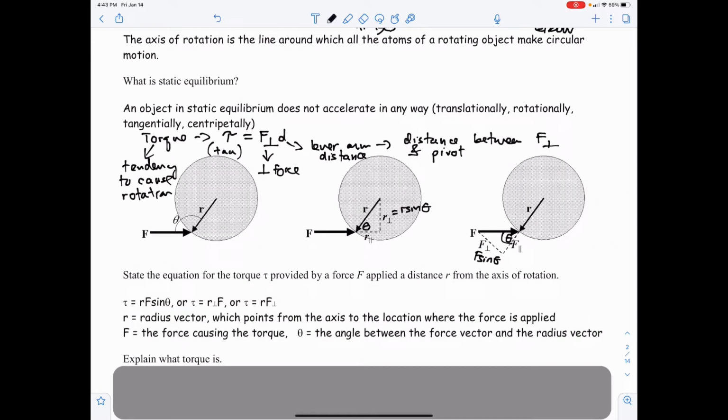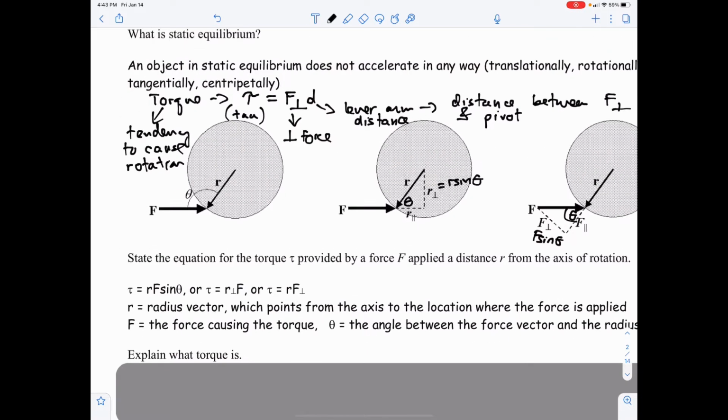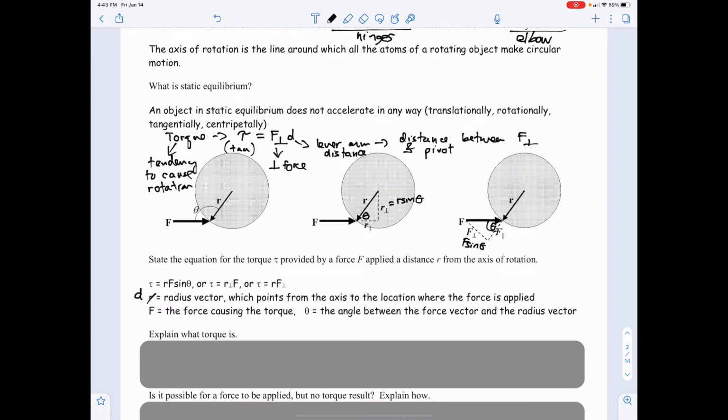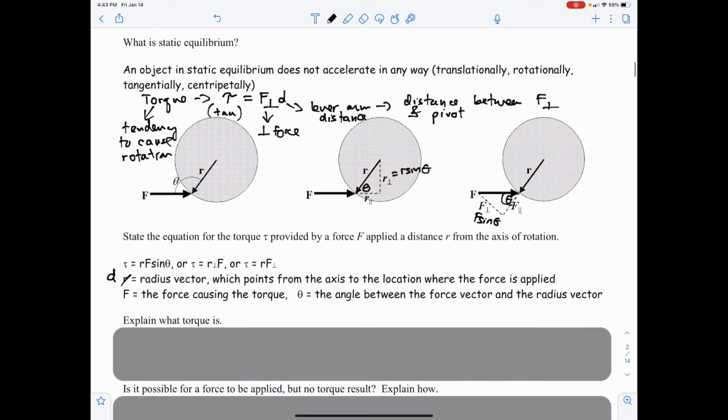And the equation we have is R perpendicular times F, or perpendicular F times R, or simply RF sine theta. Now, instead of using R, I'm going to choose to use D. The radius vector is one way of describing it when it's a circle, but it's not always going to be so easily visible as a circular radius. So I'm just going to say D, the distance to whichever. So I'm going to write the torque equation as perpendicular force times distance.